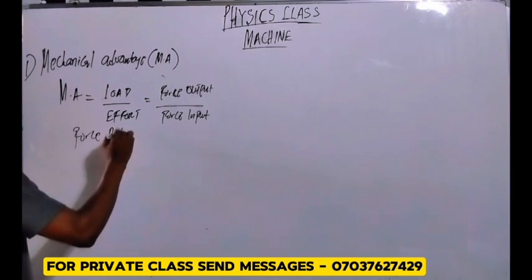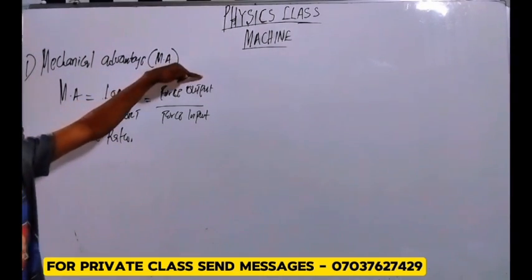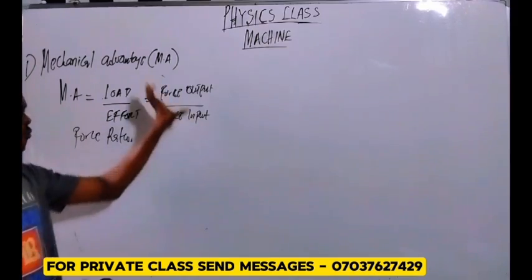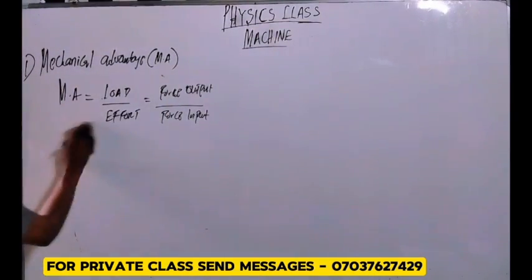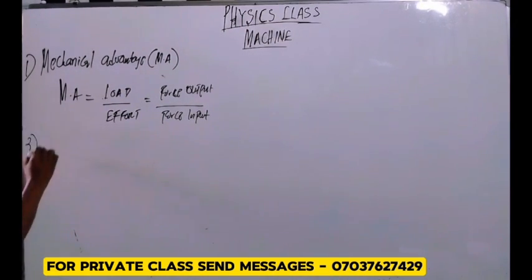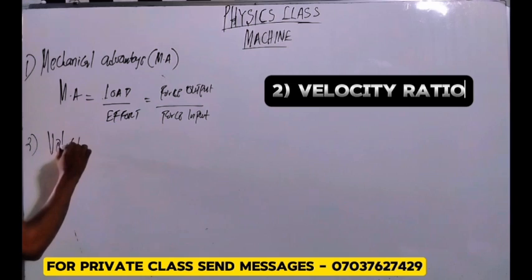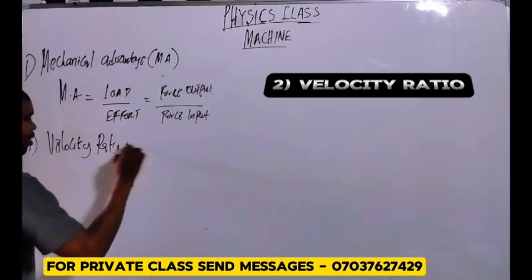Force ratio. Do you know the reason why it's called force ratio? Because it is force output over force input, which is called force ratio. Now the next thing you want to look at is the second one, velocity ratio.